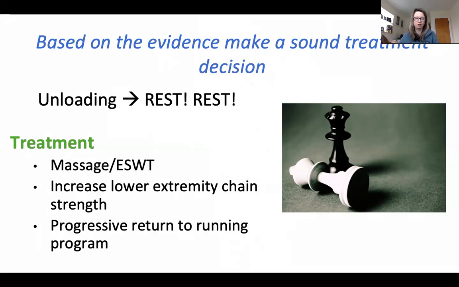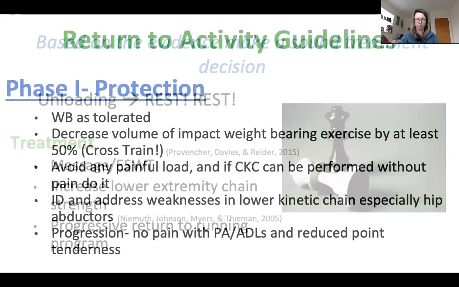But what we do know is that we have some idea as to what we can do to help our patients. So the biggest thing is resting and unloading our patients and ensuring that we decrease the acute phase of inflammation. We're also using massage, extracorporeal shockwave therapy. We're increasing the lower extremity chain strength, and we're also doing a progressive return to running program. So we need to use the best available evidence to our knowledge.